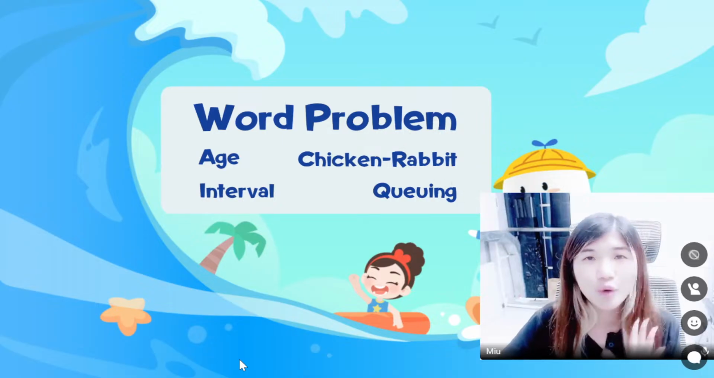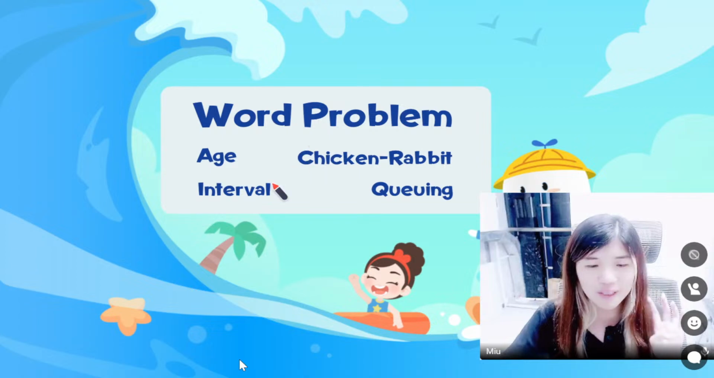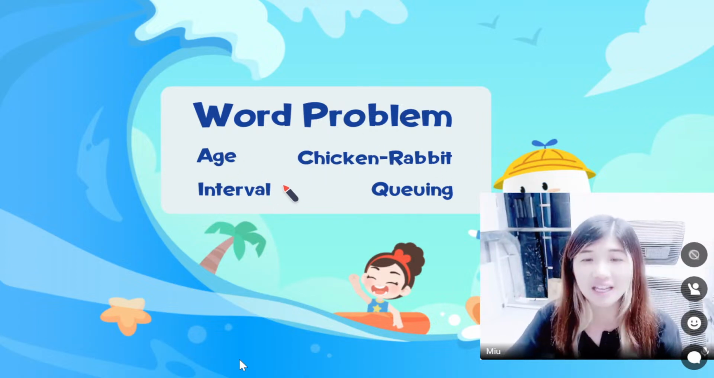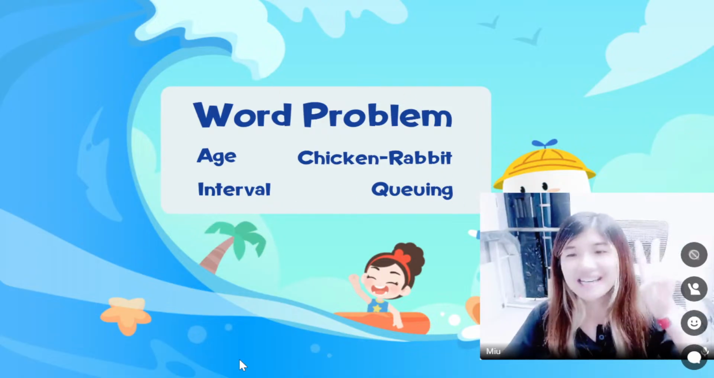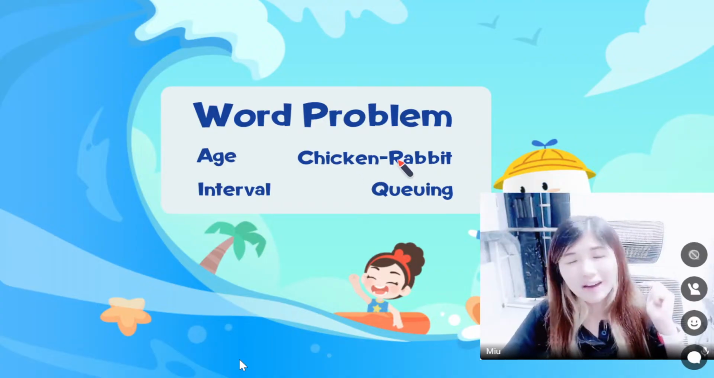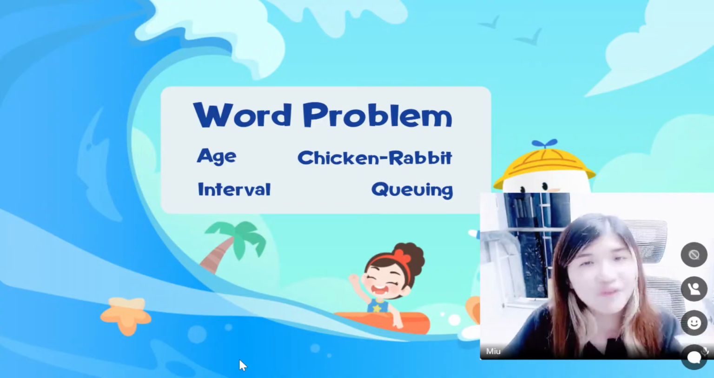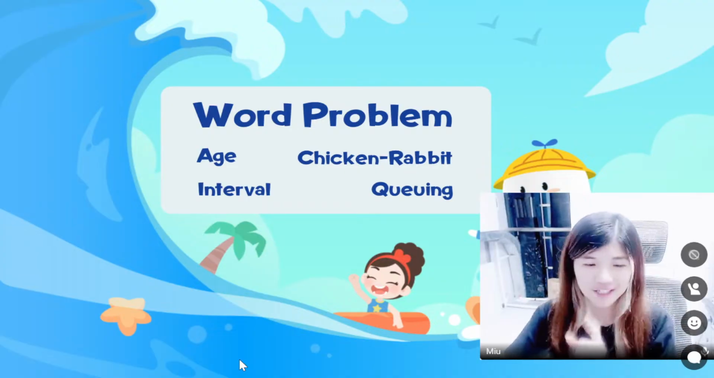For the word problems, we cover 4 very key topics, including the age problems, the chicken rabbit problem, the interval problems, and the queuing problems. For these 4 topics, in today's lesson we will talk about the questions that you did with a very low accuracy rate. So for the first one, let's go to the age problem.